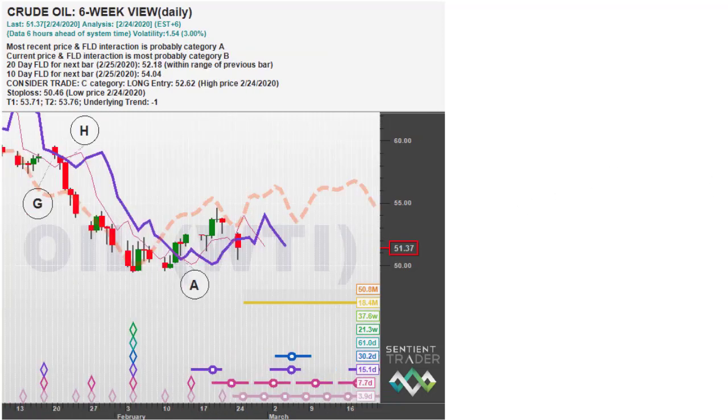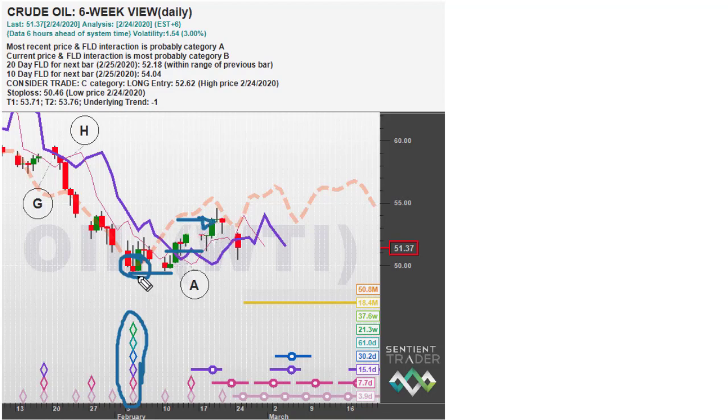Let's take a quick look at crude oil. We had a question in the community about crude oil. Yes, I believe that the 20-week cycle trough formed here at the beginning of February. You can see that's a 20-week cycle trough. Here's our A category interaction. But now it's worth pointing out that that A category interaction has been fulfilled.